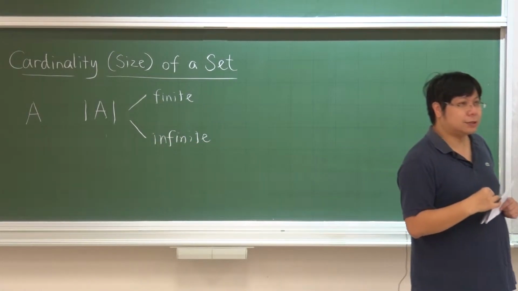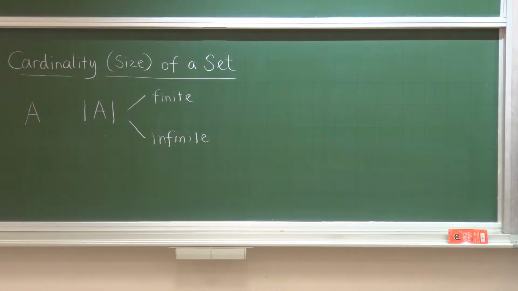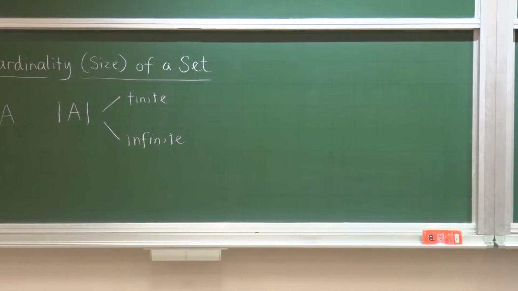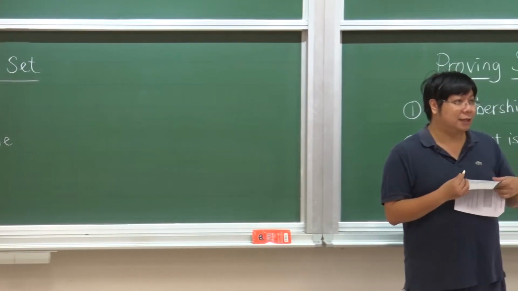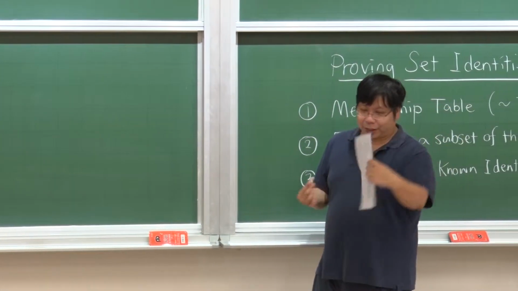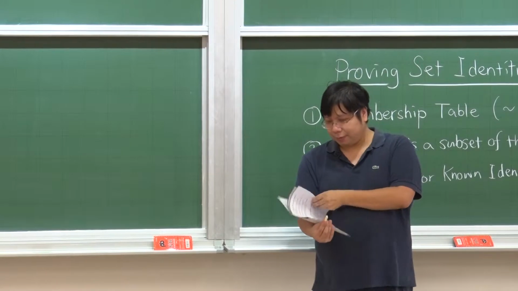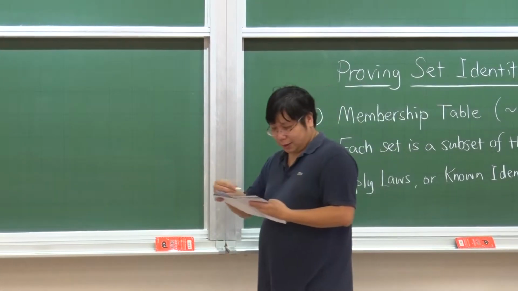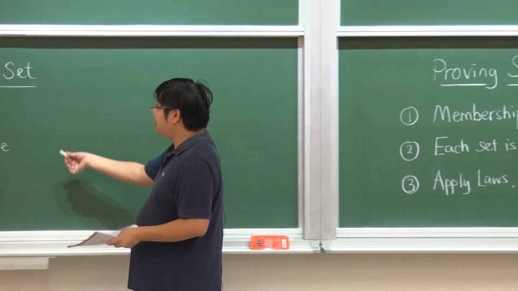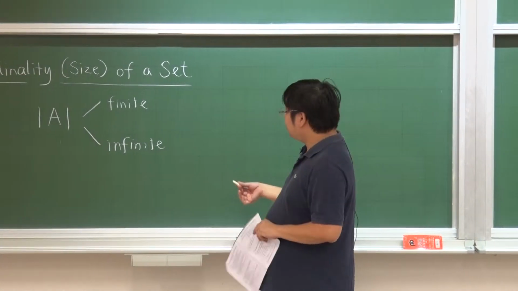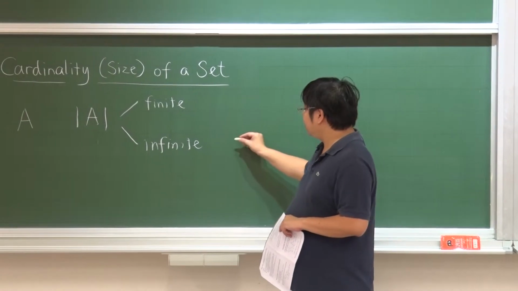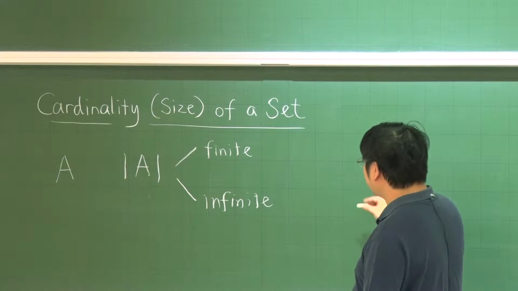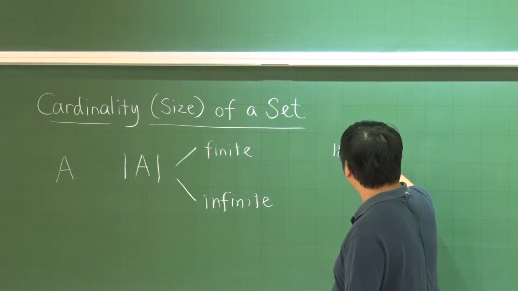Okay? So sets, you can roughly talk about the division: it is a finite set or it is an infinite set. But we have another classification. Okay, so let me give you some examples. For instance, what are the possible examples of an infinite set?